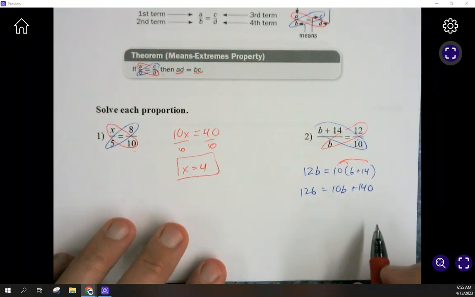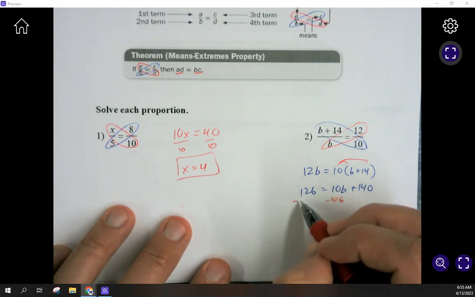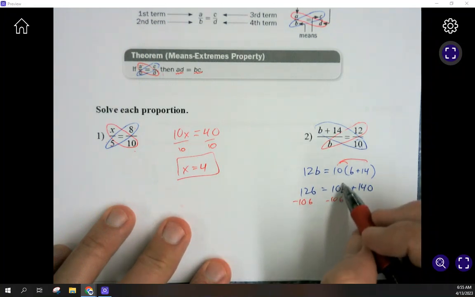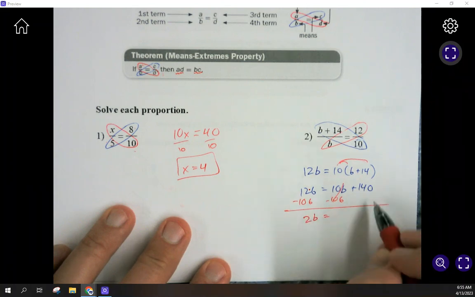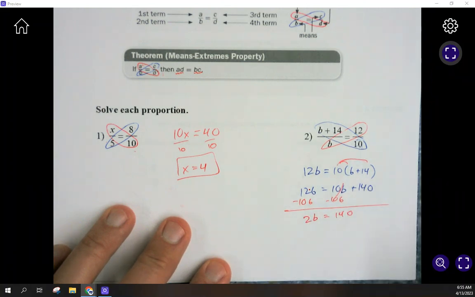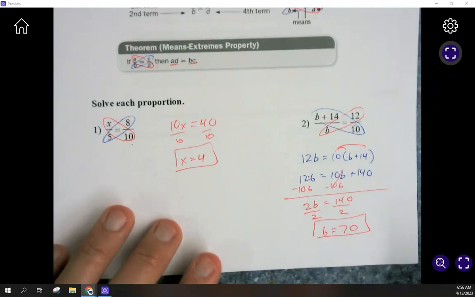And you're going to go ahead and solve this equation now. You have a b on both sides. Quick algebra review: subtract the smaller one away. 12 minus 10 leaves you 2b. Still have 140 on this side. So divide by 2, and b equals 70.